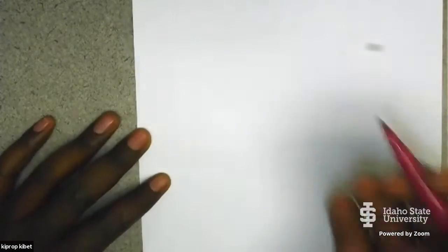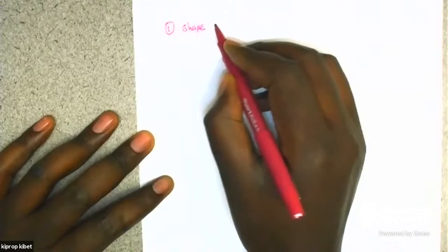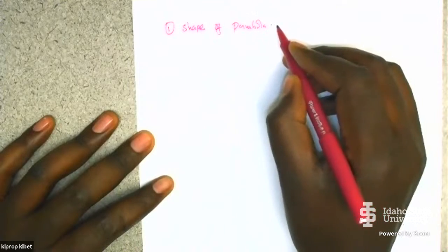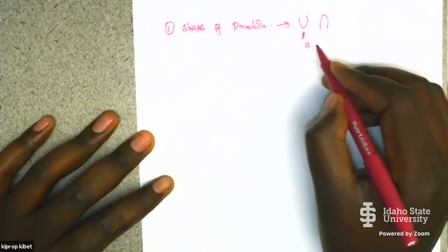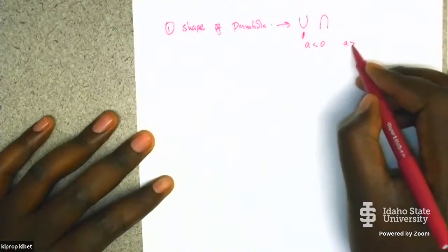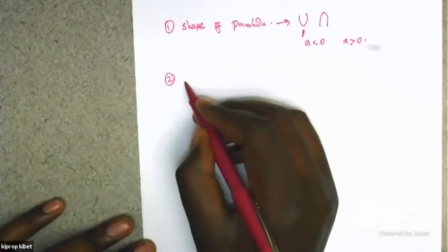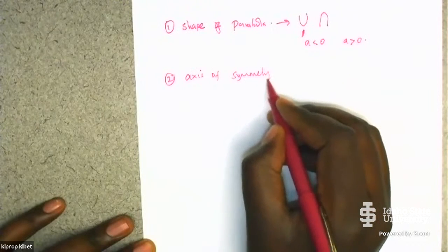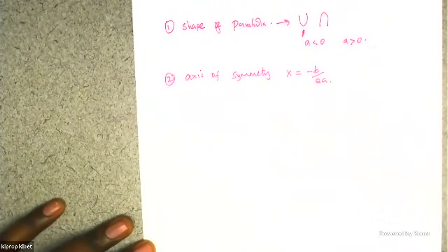Now, what we need to remember is, one, the shape of the parabola: is it facing up or down when a is less than 0 or when a is greater than 0. So you need to remember that. Number 2, you need to get the axis of symmetry. This is where x equals minus b all over 2a.